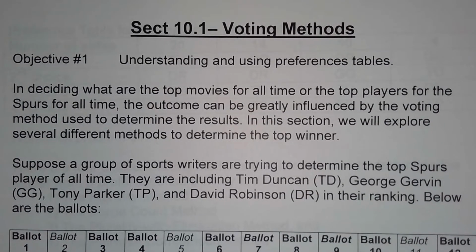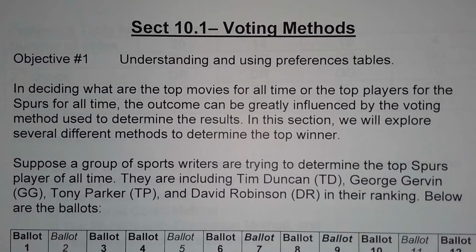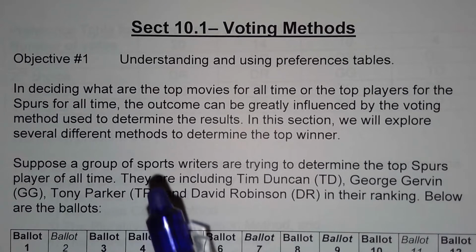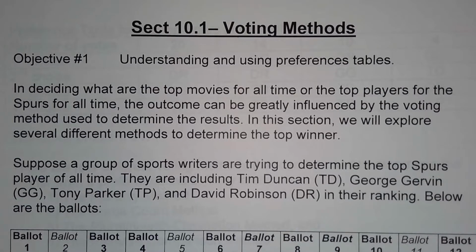Section 10.1 talks about voting methods. In deciding what are the top movies of all time or top players for the Spurs all time, the outcome can be greatly influenced by the voting method used to determine the results. In this section, we'll explore several different methods to determine the top winner.